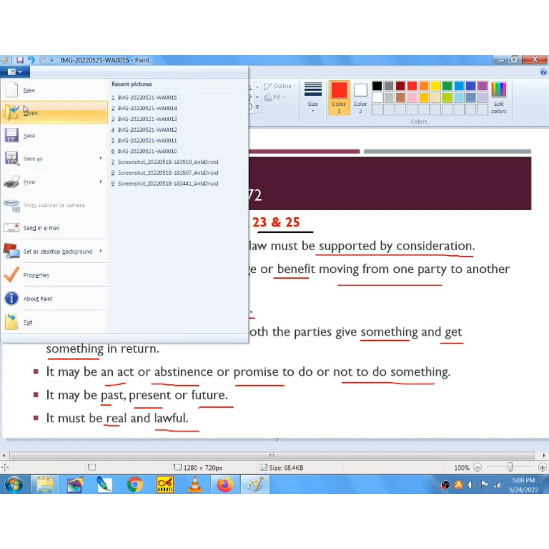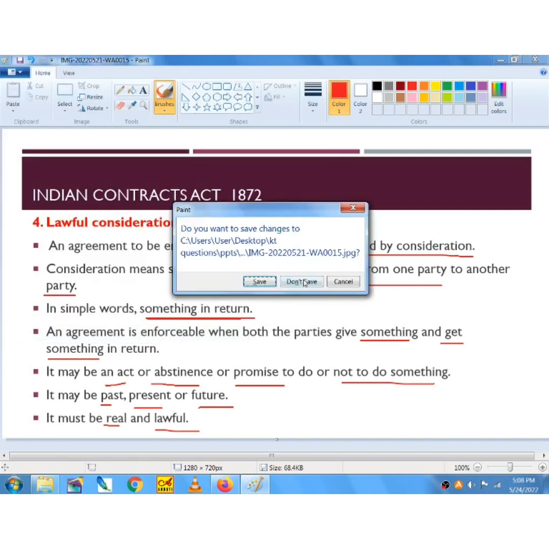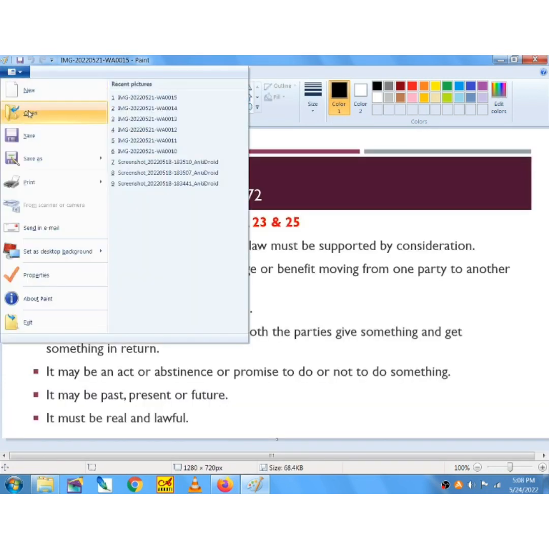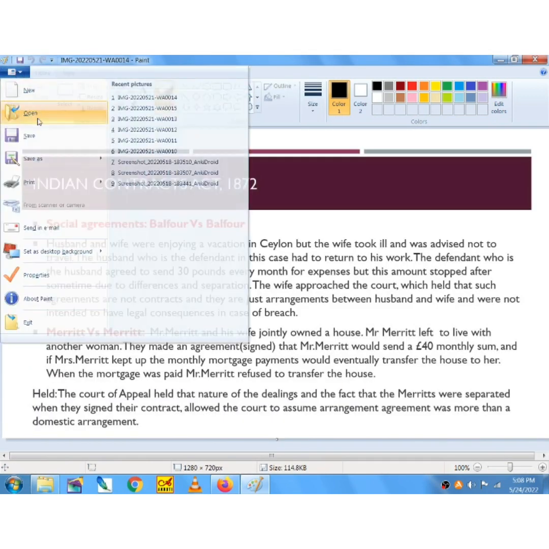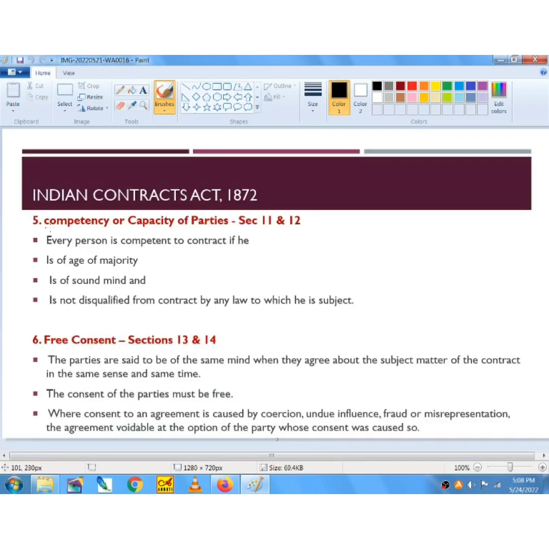Next, we have the fifth essential, that is competency or capacity of the parties. So for entering into a contract, the person must be of age of majority. So age of majority is 18 years and it is defined under section 3 of the Indian Majority Act of 1875.